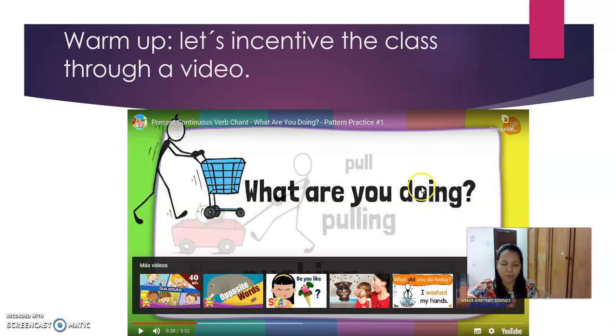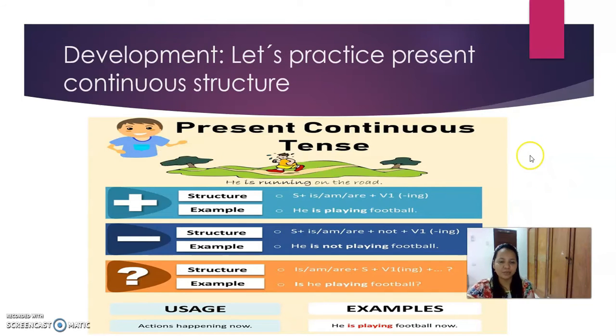Well, as you can see through this video, students can focus on the class, focus on the topic, and they can remember the structure of the present continuous tense. So let's continue with the development of the class. Well, after reproducing the video, I'm going to show to the students this slide where they can see the structure of this tense.